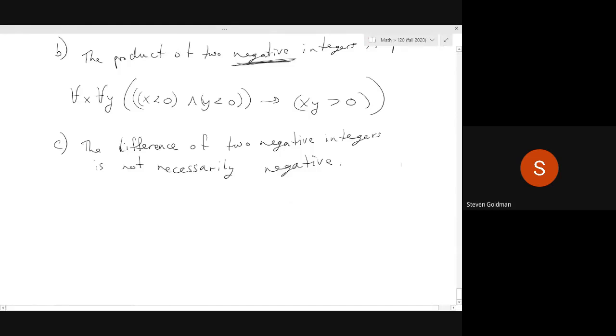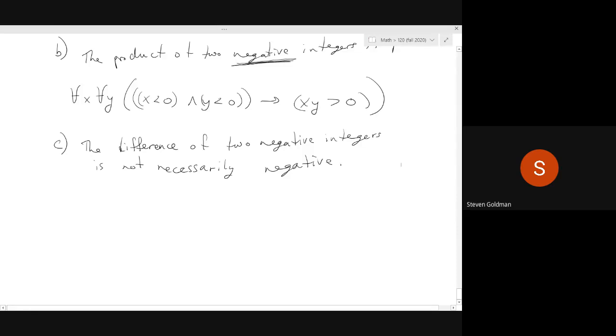For this one, I'm going to do it one particular way here, but if you did it in a different way, as long as your answer was correct, you got it right. All right. So for this one, again, we're talking about two negative integers. So I'm going to have to restrict the domain. I'm going to have two variables and restrict the domain to the negative integers.